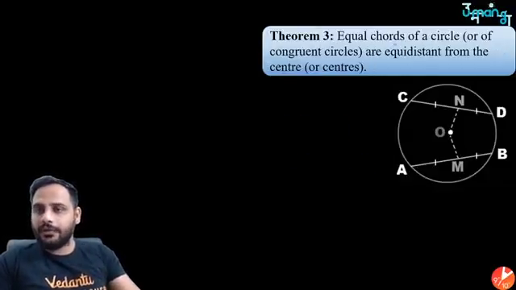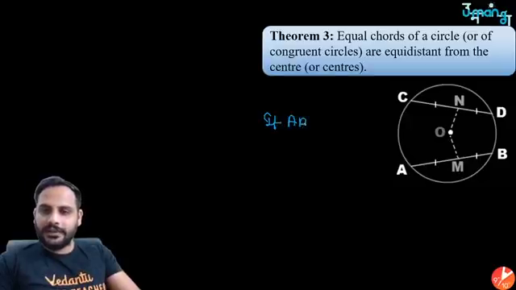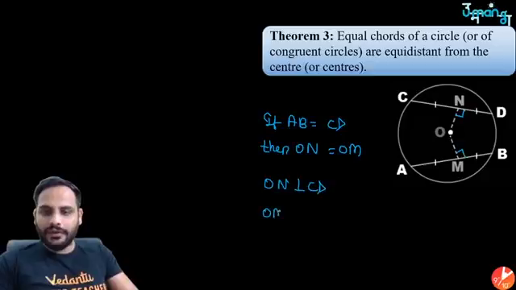Next part, equal chords of a circle are equidistant from the center. Distance means what? The perpendicular distance from a point. So ON is the distance of the chord CD, OM is the distance of the chord AB. So if we have AB equal to CD, then ON is equal to OM. Remember, ON is perpendicular to CD, OM is perpendicular to AB. Remember this thing.